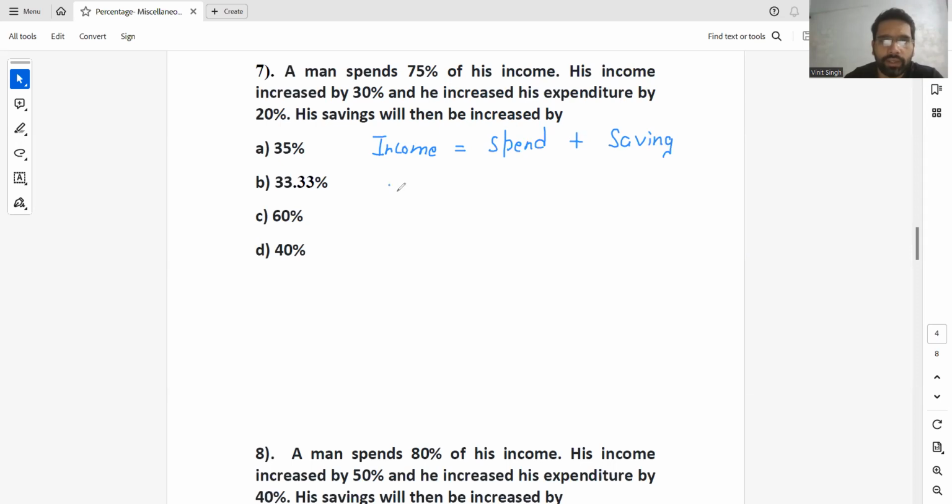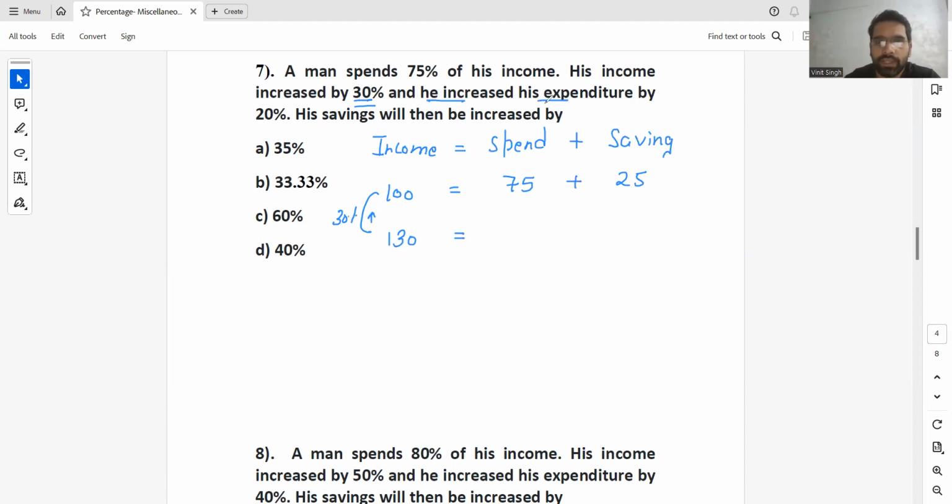We will assume that the income is 100, and the man spent 75% and saved 25. Total income is 100. He spent 75 and saved 25. His income is increased by 30%. Initial income is 100 and is increased by 30%. Now it becomes 130. We know that 30% of 100 is 30. 100 plus 30 becomes 130.